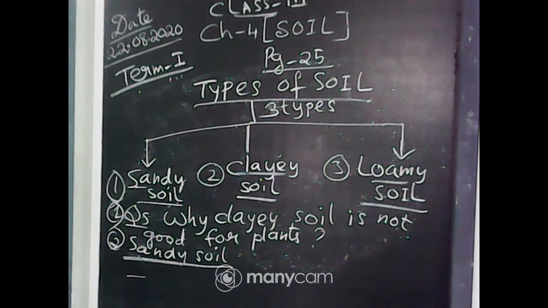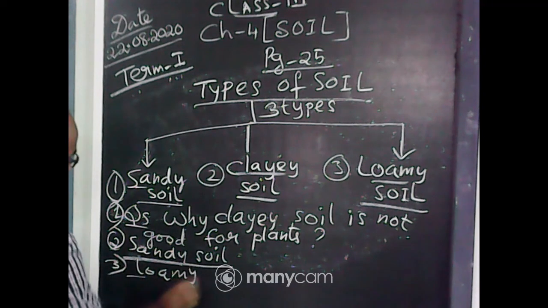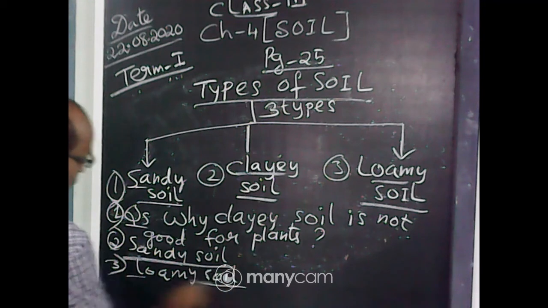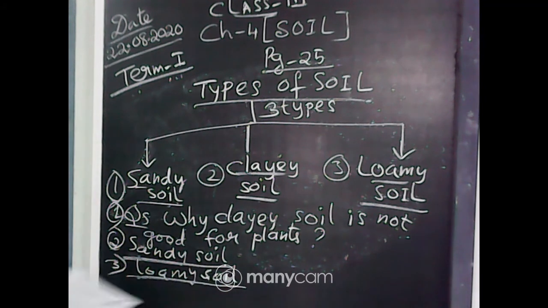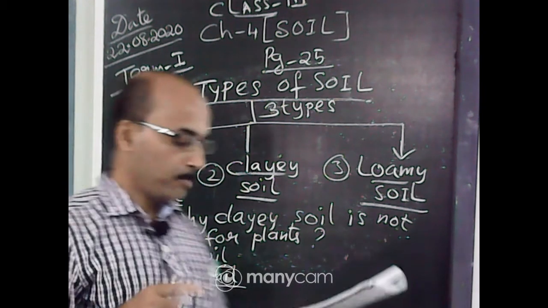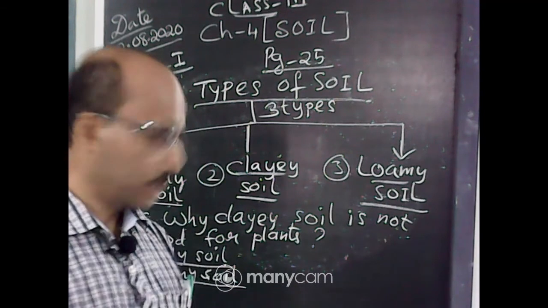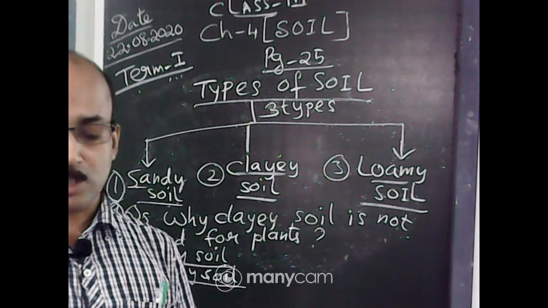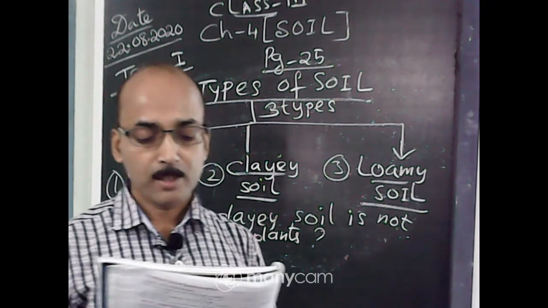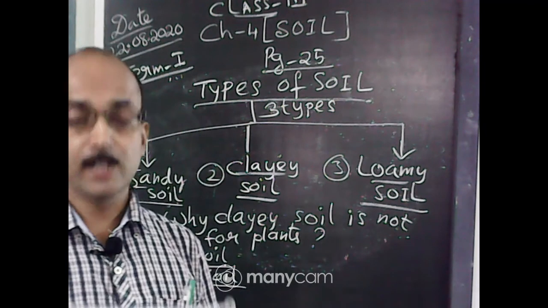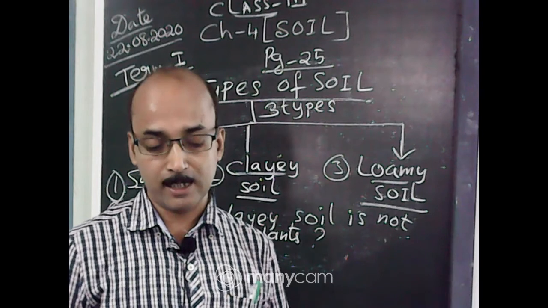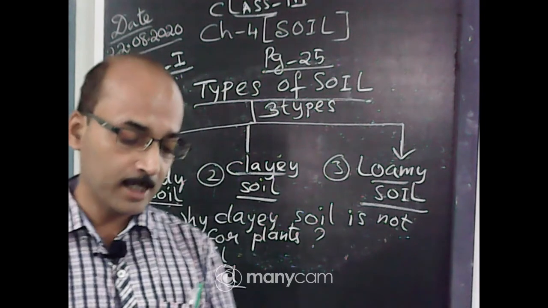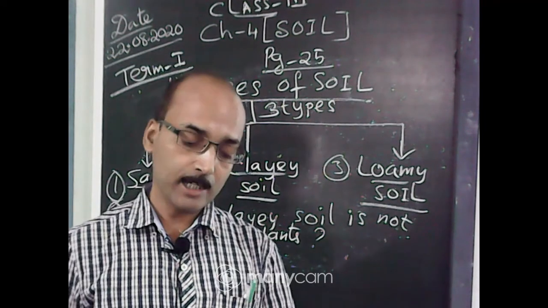Okay. Now, number 3, loamy soil. This is a very good soil, the most preferable soil and most acceptable soil. It contains both sand and clay particles. See, it contains both sand and clay particles. Underline, you can underline here, it contains both sand and clay particles.